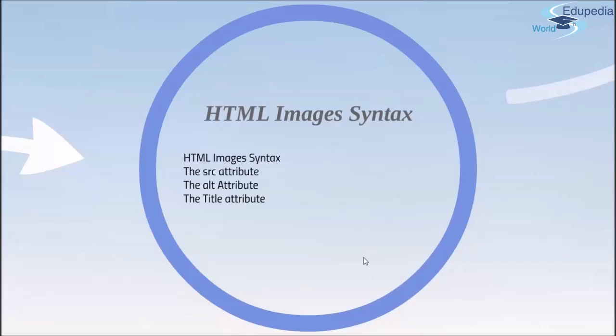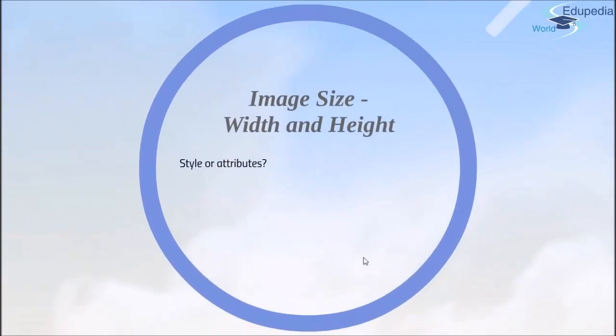Okay, now that it's clear how to use the img element, we can skip to the part about image size, width and height. The img element has attributes to specify the width and the height. But why don't we go to the example to see this more clearly? Image size, width and height, style attributes. Let's go to the example.